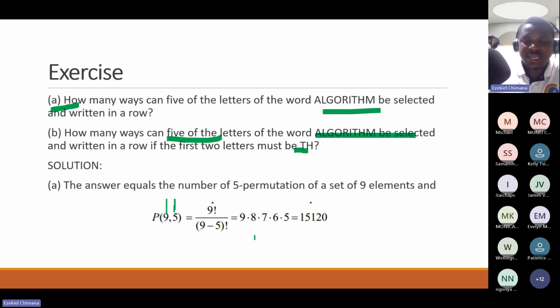So 9 factorial is 9 times 8 times 7 times 6 times 5 times 4 times 3 times 2 times 1. And then 4 factorial is 4 times 3 times 2 times 1. So that part of 4 times 3 times 2 times 1 is going to cancel out with this part of 4 times 3 times 2 times 1. That's why we only have this as your answer, and you're going to get the number 15,120 ways. So it's 15,120 ways, right?